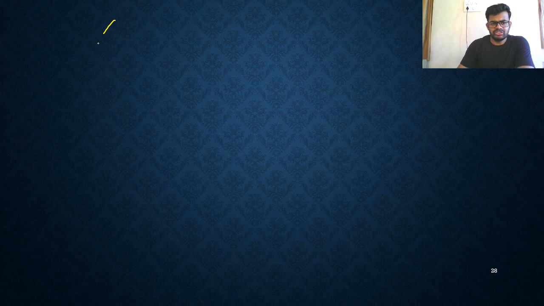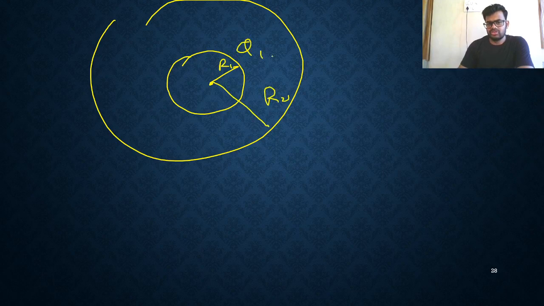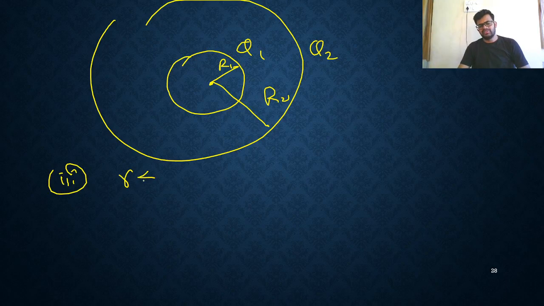So in the first question, they are saying that this is the outer sphere, this is the inner sphere, this is R1 and this is R2. This is charge Q1, this is charge Q2. In the third question, first part, they ask r less than or equal to R1, means any point that is here. So this small r is here. What will you write here?